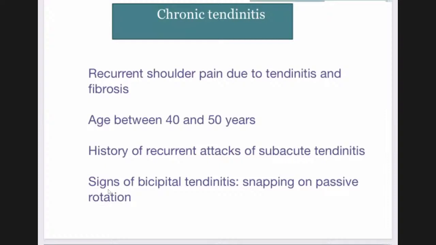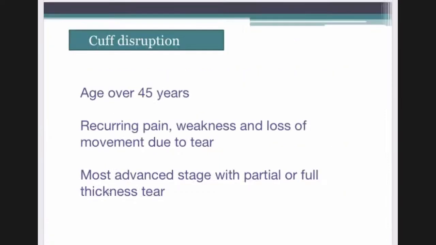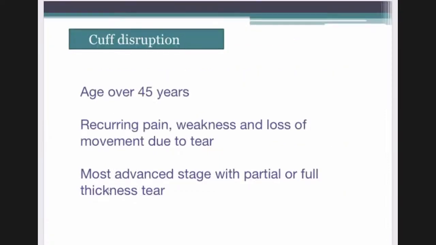Now, finally, once the tendinitis goes on and the patient does not come for treatment, and the tendinitis gets aggravated, it can lead to a partial or a total tear of the rotator cuff tendon. This usually occurs above 45 years.